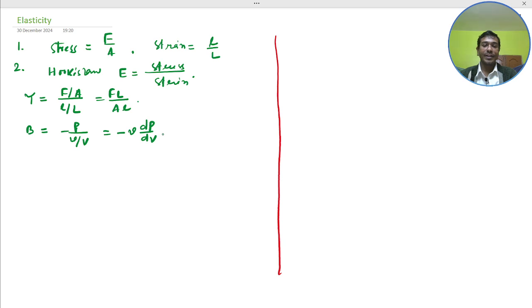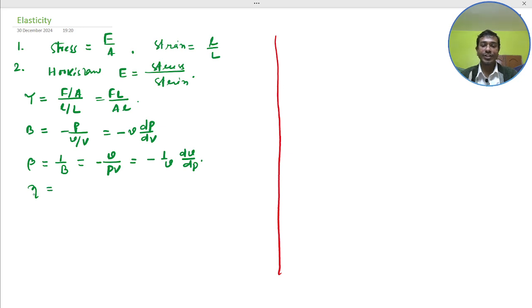Next one, the compressibility. Compressibility is defined by beta, that is equal to 1 by B, so the inverse of the bulk modulus, that is minus 1 by V dV by dP. Next one, modulus of rigidity.